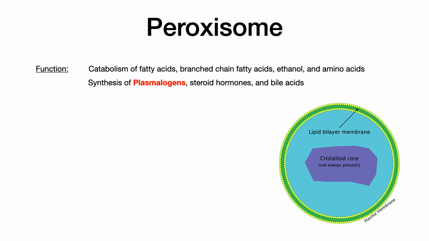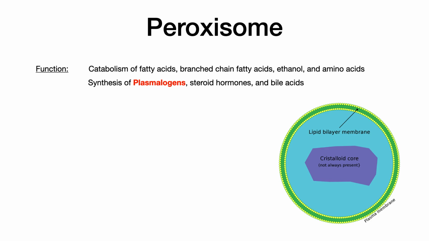Now let's move on to talk about peroxisomes. Peroxisomes are extremely important, and their diseases show up all the time on exams. Peroxisomes are responsible for the catabolism of fatty acids, and more specifically, branched chain fatty acids, as well as ethanol and amino acids. They synthesize something called plasmalogens, and I'll talk more about why that's important in a few slides. They also synthesize steroid hormones and bile acids.